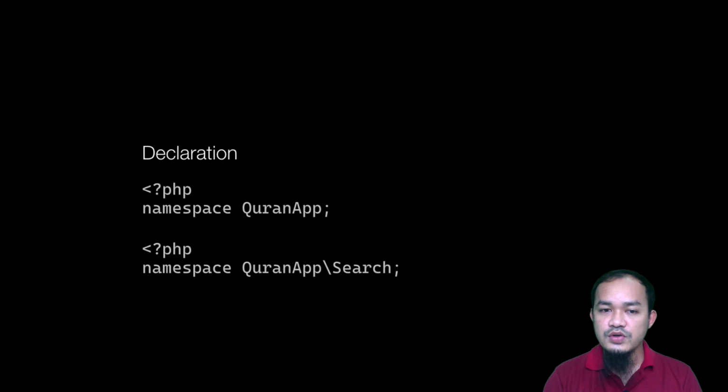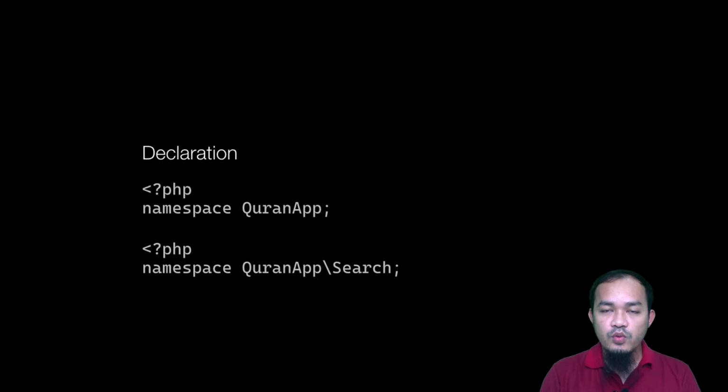For example, here we are trying to create a Quran application, so we add the namespace QuranApp. If we want to declare any class, we can say QuranApp Search, about the search in this namespace. This is more organized, and it will be unique. Only you can use QuranApp, and then you deploy it.